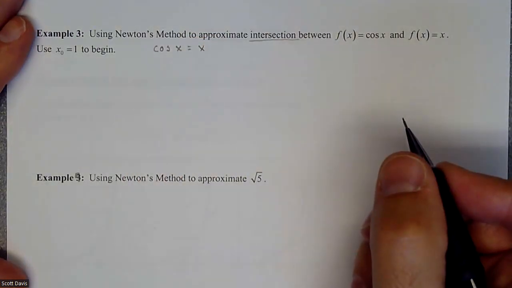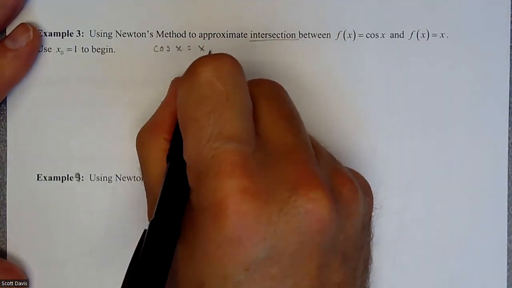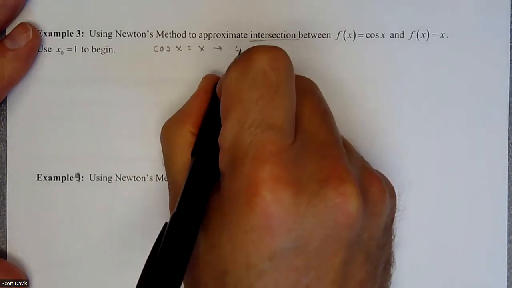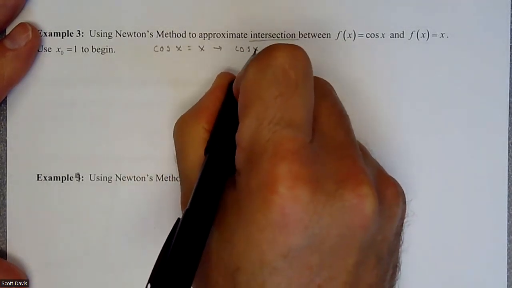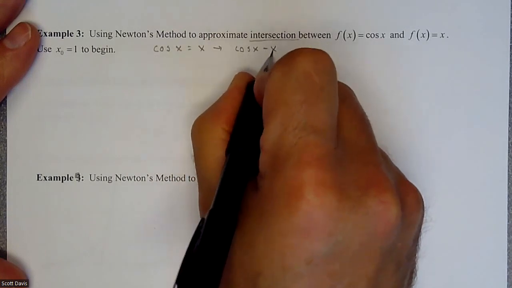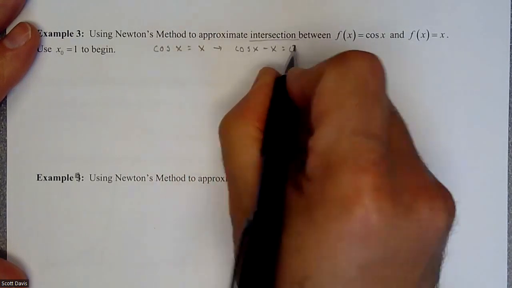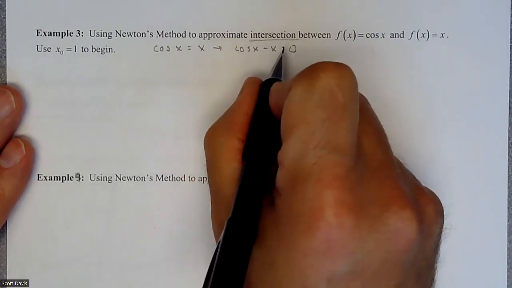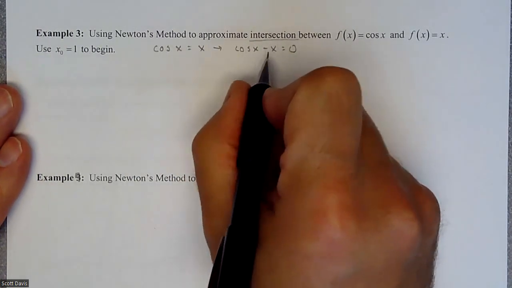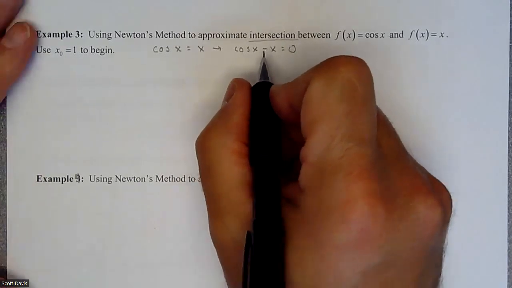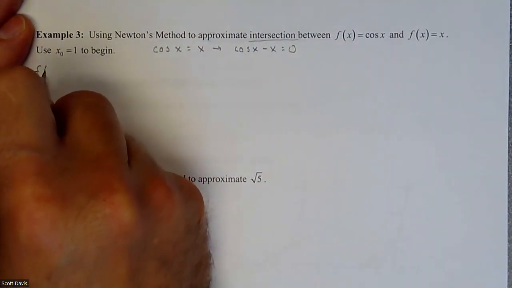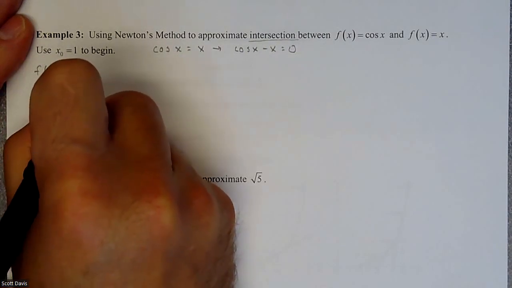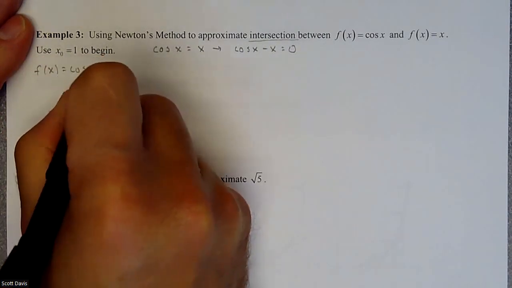Newton's method isn't going to work for that, but we can manipulate it pretty easily by bringing the x over and looking at cosine of x minus x equals 0. Because what Newton's method does is it finds x-intercepts. And if I set it equal to 0, I'm now looking for x-intercepts. So my original equation is cosine x minus x.